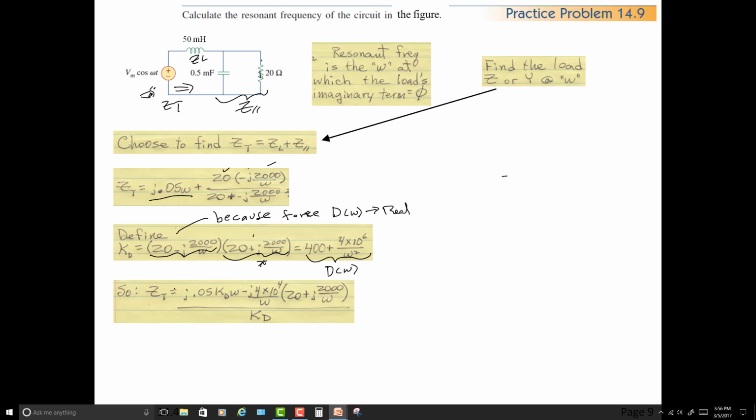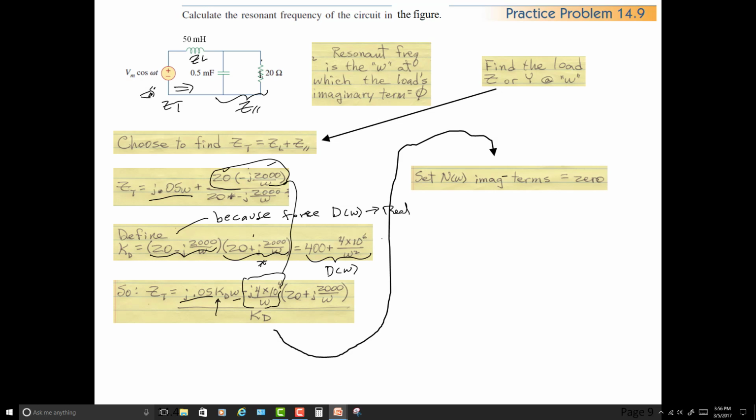So ZT now is, here was my original piece, J 0.05 times omega. I insert the KD. Top and bottom get multiplied by KD. Okay? To finish out over here on the right, I've got to have this term, right, which is this guy. I got to have that term times this conjugate, right? This was my conjugate.